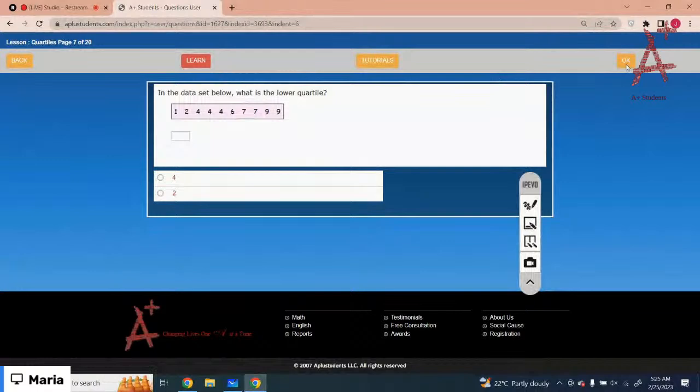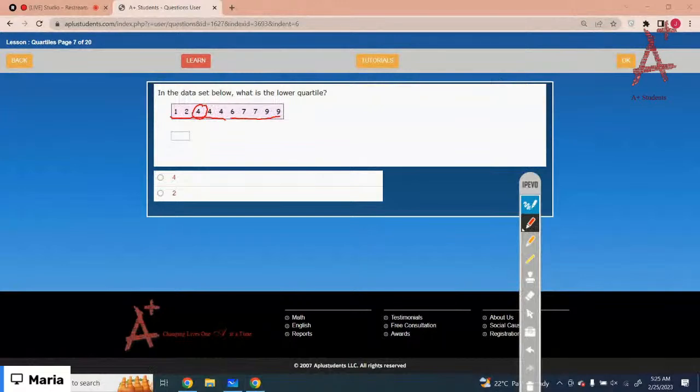Okay, in the dataset below, what is the lower quartile? 1, 2, 3, 4, 5, 6, 7, 8, 9, 10. Let's divide the data into two halves. 1, 2, 3, 4, 5 and 1, 2, 3, 4, 5. So 4 is the middle one. Got it? That means 4 is the lower quartile. So the correct option is 4.